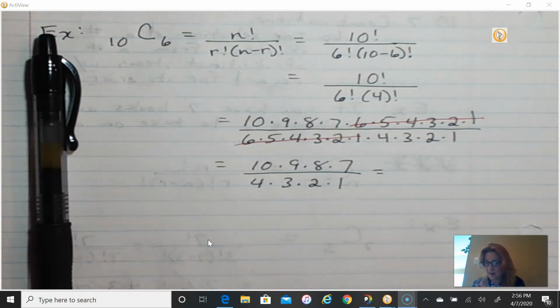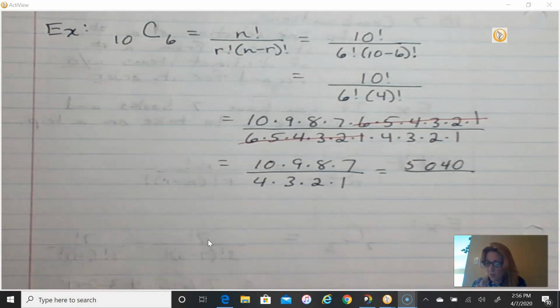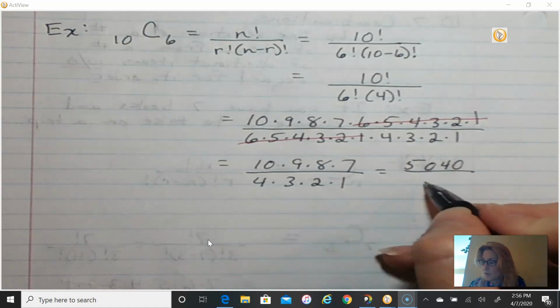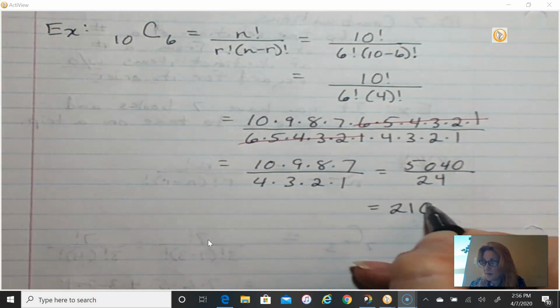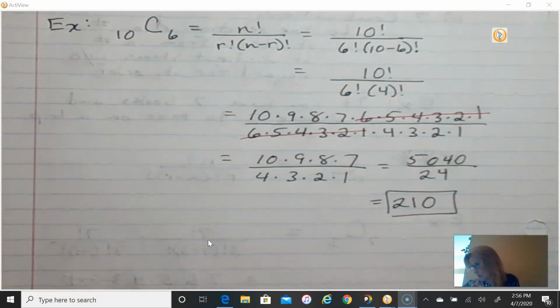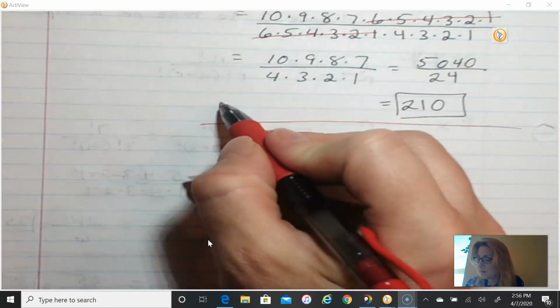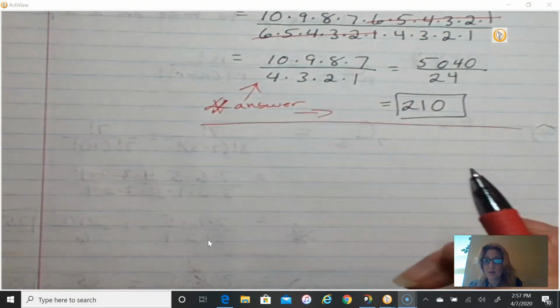10 times 9 times 8 times 7 is 5,040 over 4 times 3 times 2 times 1. 4 times 3 is 12. 12 times 2 is, that's right, 24, and 24 times 1 left. So 5040 divided by 24 is 210. Now, the trick, that's your answer. That's the normal way to do it.